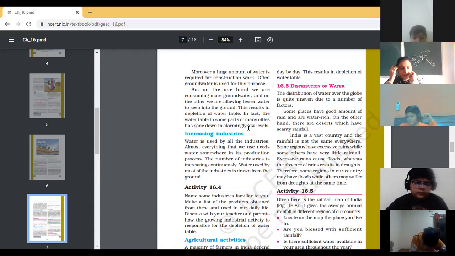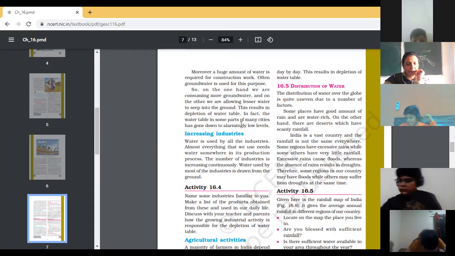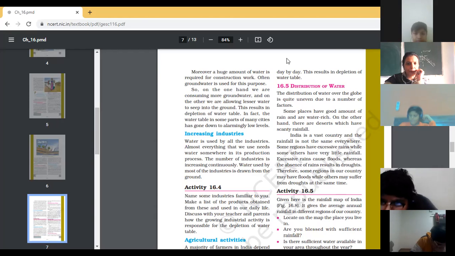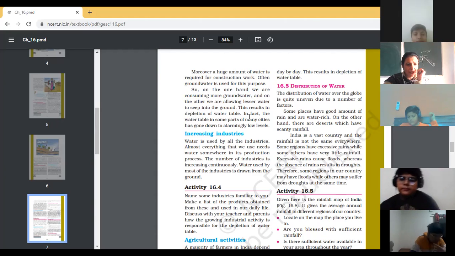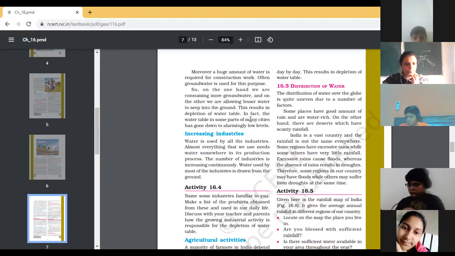Okay, so first we have done increasing population. Now this results in the depletion of the water table. The water table has depleted because we are constructing, and a lot of construction work is being done, and water is also required for that construction work. That water is taken from the ground. Again, if we are not recharging the groundwater, we don't have much water. That's why there is a shortage of groundwater.